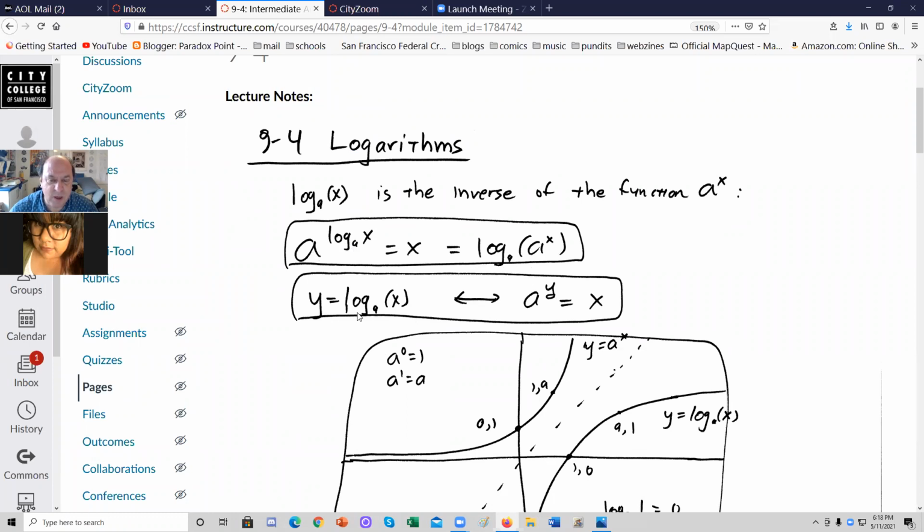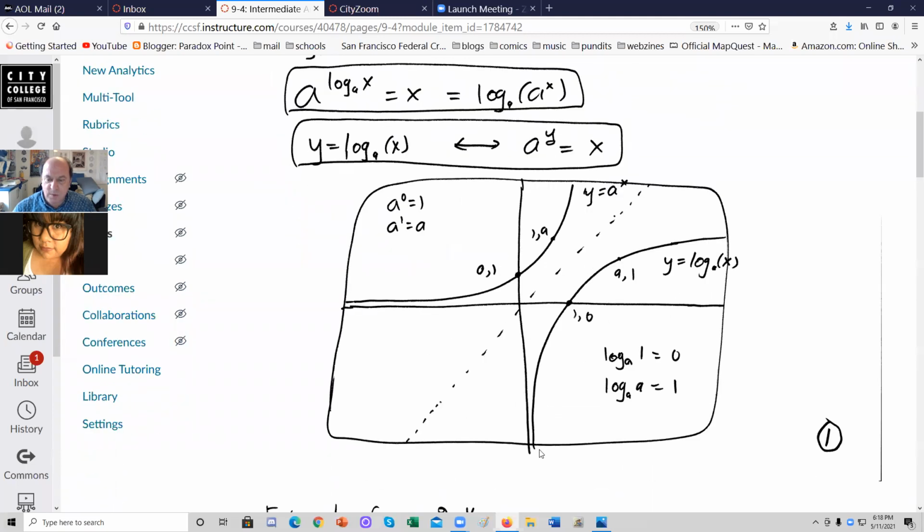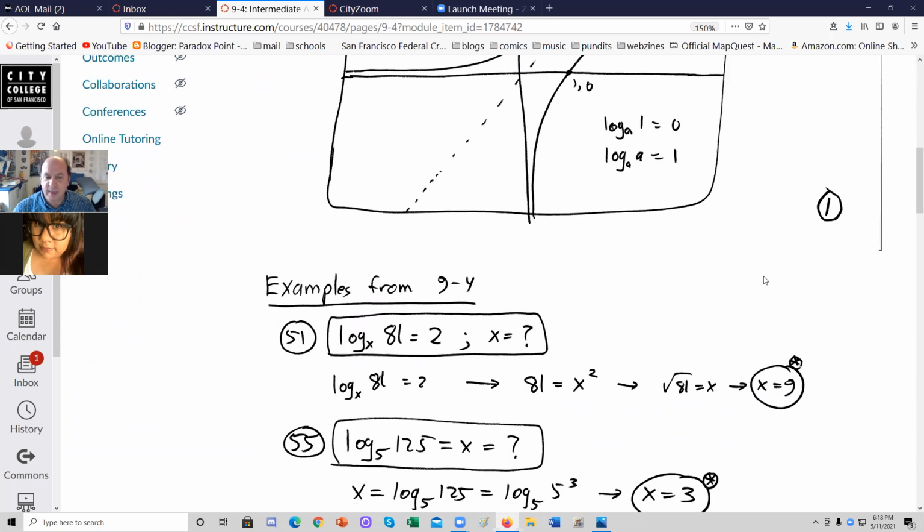Y equals log base A of x if and only if A to the y equals x. That's what inverse functions do. Now, this is the graph of y equals A to the x. And the graph of y equals log base A of x is the same as this graph flipped through a diagonal. So here's the graph of the logarithm. It comes in from negative infinity, goes through 1 by 0, because this went through 0 by 1, goes through a by 1, because this went through 1 by a, and starts growing ever slower afterwards.